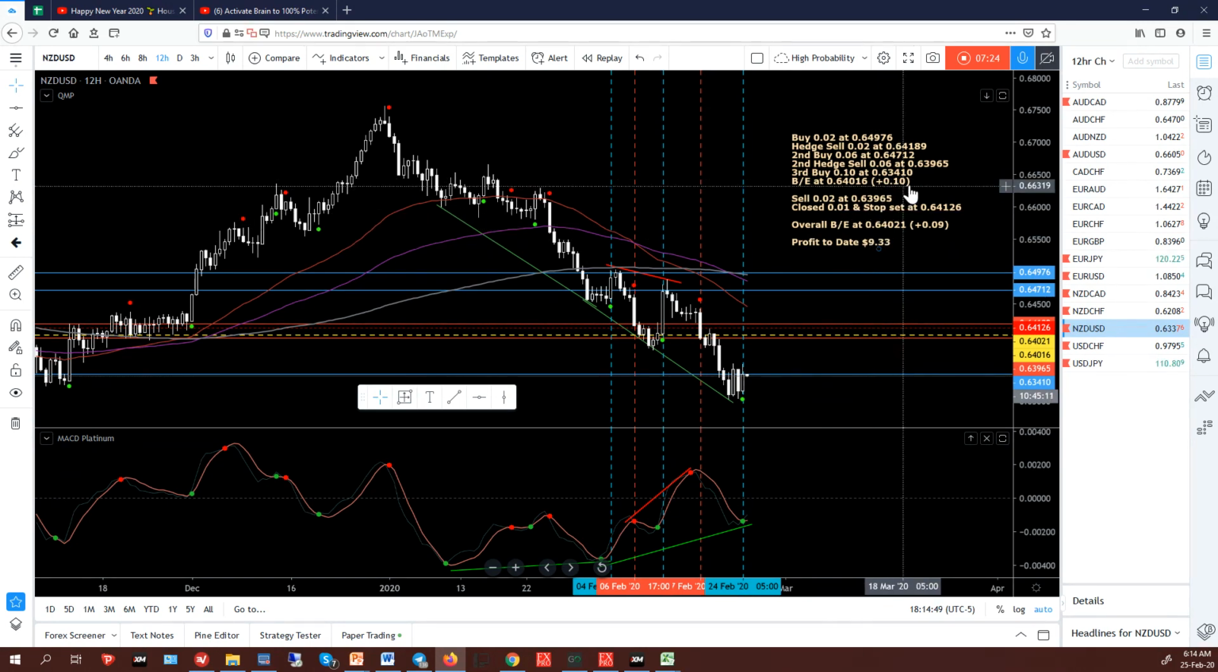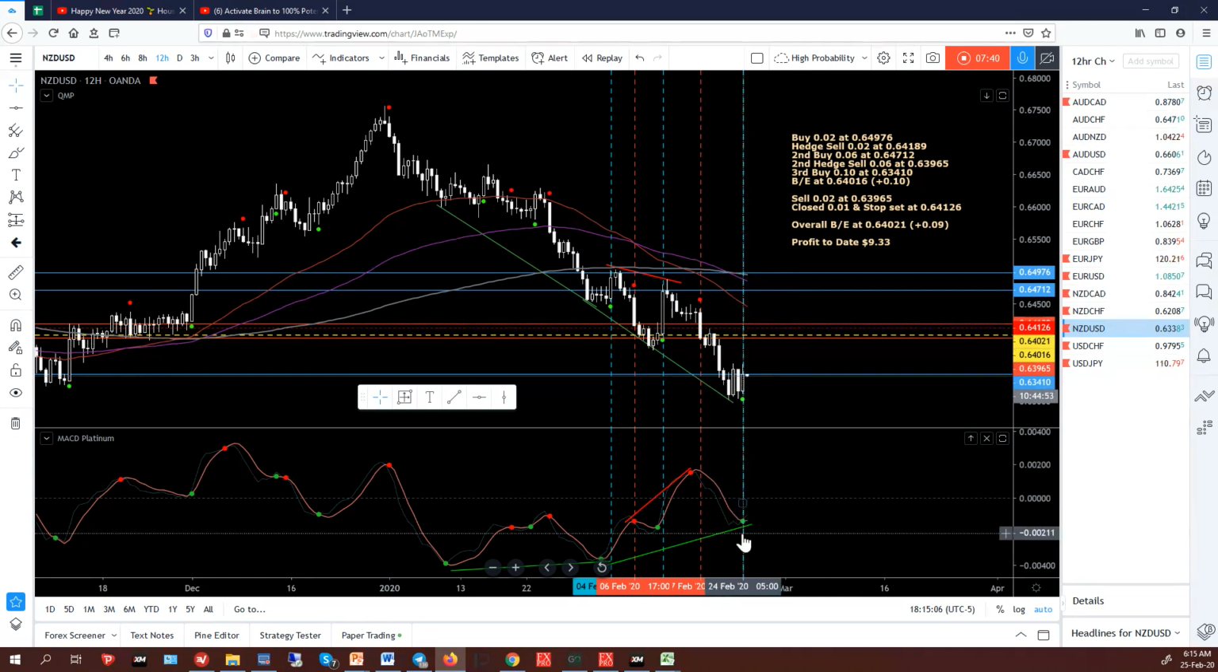0.1063410. Break even for the sequence is 64016, and the overall break even is just above that at 64021. Both the yellow lines are just about sitting on top of each other or close to each other. So I've got to get up to these yellow lines. MACD is below the zero level.